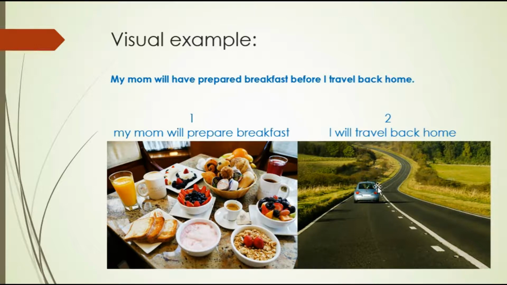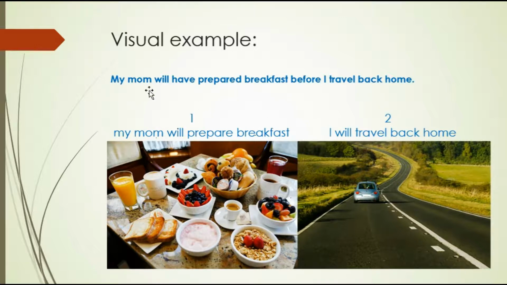Second event, in the future, you will travel back home. So my mom will prepare breakfast, first event. I will travel back home, but this event happens before this event, okay? Your mom prepares breakfast first, then you will come back home. So this should be clear, okay? So how do we say that using the perfect tense to make the comparison between these two events? Now I'll give you the rules in the next slide probably, but try to understand this.